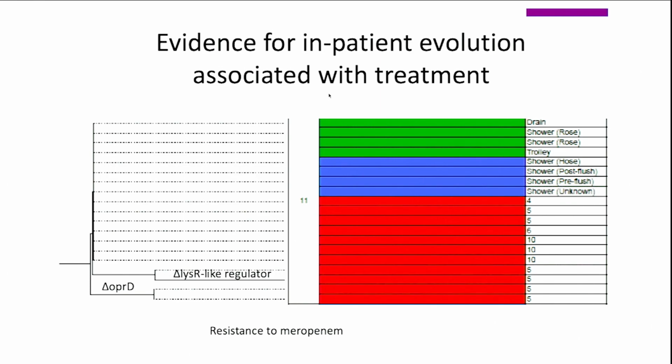For example, a single-base deletion in OprD, which is an outer membrane porin, very important for imipenem and meropenem resistance. So we see a small number of SNPs, and these are very clearly adaptive changes. Sorry, red means from a patient, blue means from the water, and green means from the hospital environment, the water environment around the patient. Sorry, I didn't make that clear.